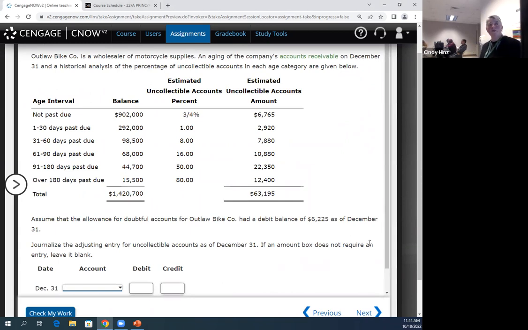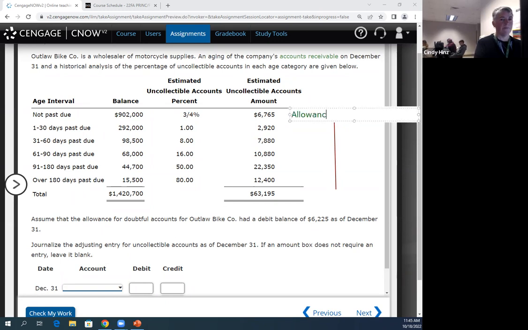And so again, this exercise is kind of paired with the previous exercise, and the calculations have already been done for us. These are the same calculations we did in the last exercise. So we have that total amount of $63,195 that we know we need to have in the allowance account. But I already told you that the allowance account is a contra asset account. That means that it is a balance sheet account, and that means that it's a permanent or real account, and it carries its balance forward.